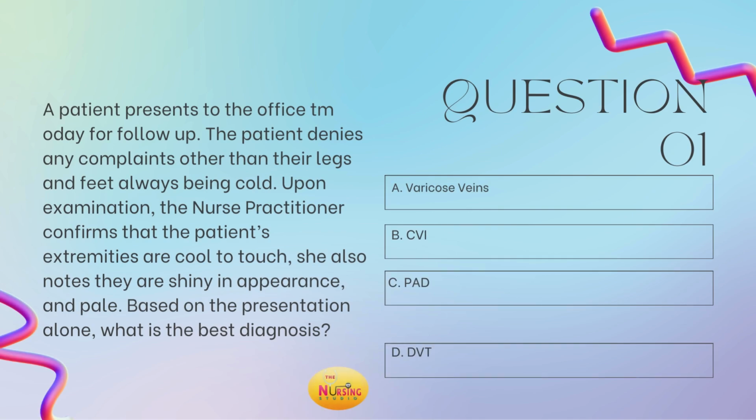Question number one states a patient presents to the office today for follow up. The patient denies any complaints other than their legs and feet always are cold. Upon examination, the nurse practitioner confirms that the patient's extremities are cool to touch. She also notes that they are shiny in appearance and pale. Based on the presentation alone, what is the best diagnosis? Is it A, varicose veins, B, CVI, C, PAD, or D, DVT?